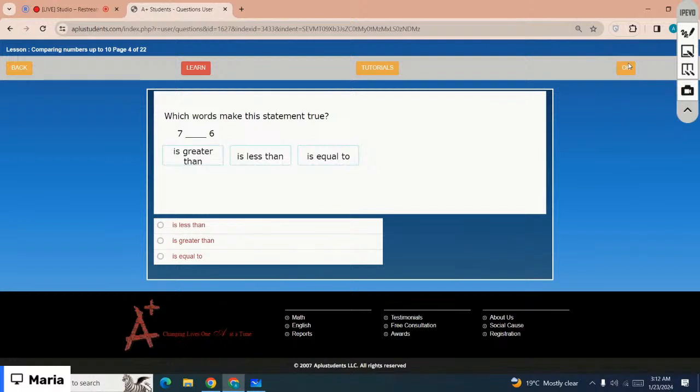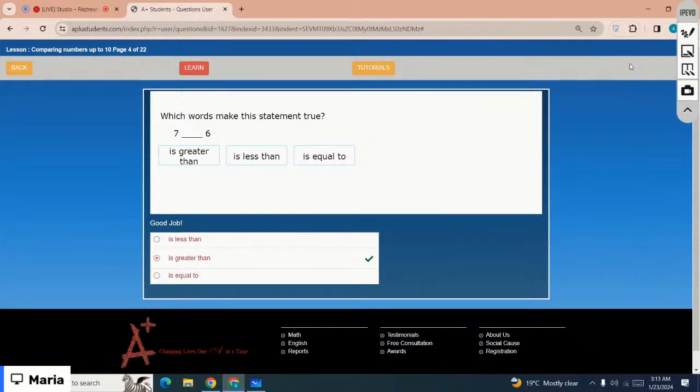The next one is which words make the statement true? 7 is less than 6 or greater than 6, which is the correct option? The correct option is 7 is greater than 6. Very good. The correct option is 7 is greater than 6.